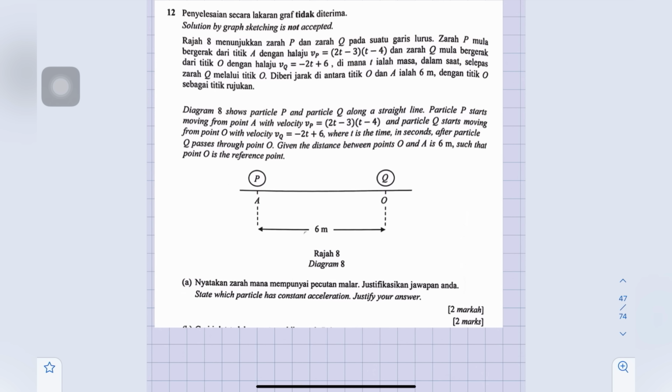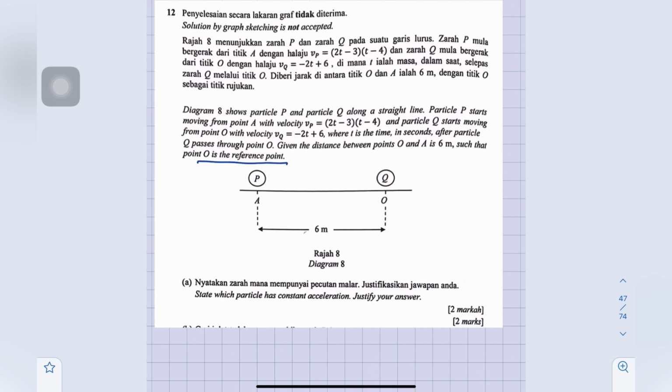Number 12, diagram 8 shows particle P and particle Q along a straight line. Particle P starts moving from point A with velocity Vp equals to 2t minus 3, t minus 4. And particle Q starts moving from point O with velocity Vq equals to negative 2t plus 6, where t is the time in second after particle Q passes through point O. Given the distance between point O and A is 6 meters, such that point O is the reference point.